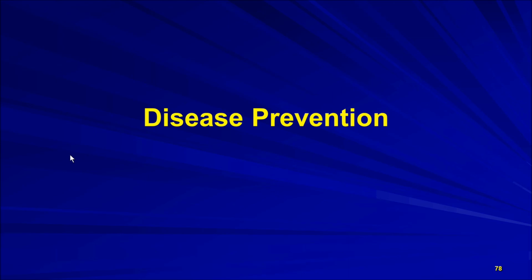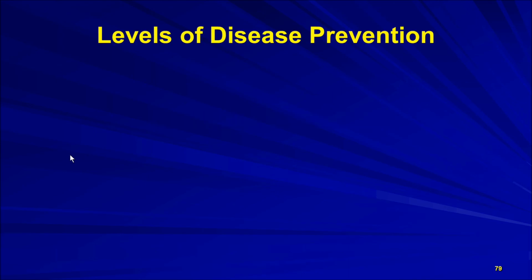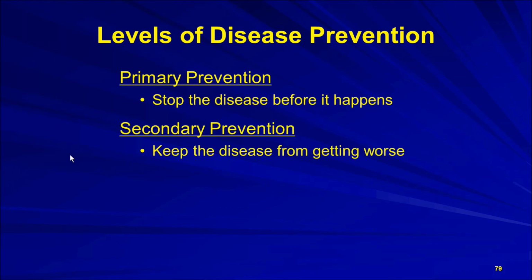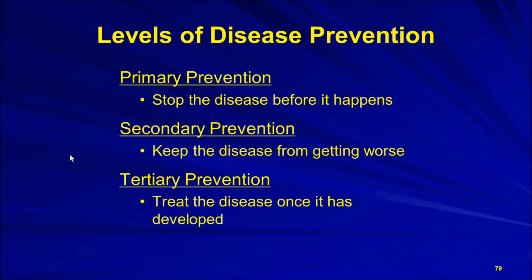Now I want to cover the levels of disease prevention, and most of you know about this, and I'm going to also introduce to you a term so you won't forget these. Epidemiologists still think in this way, and public health is still organized according to this kind of treatment schema. So when we talk about primary prevention, we want to stop the disease before it happens.